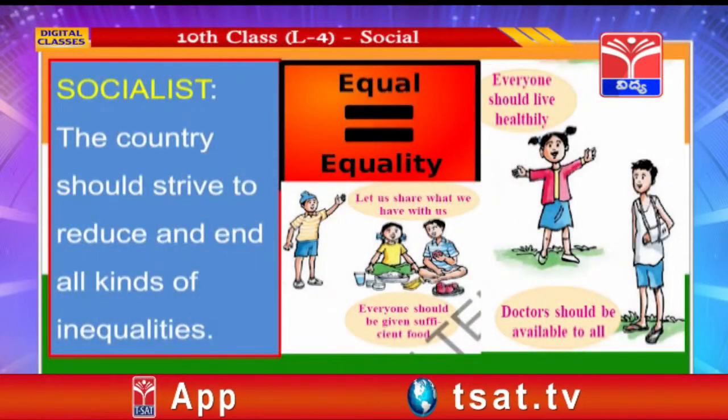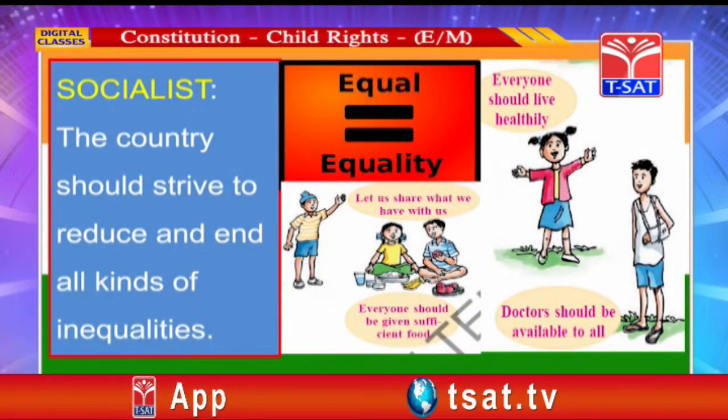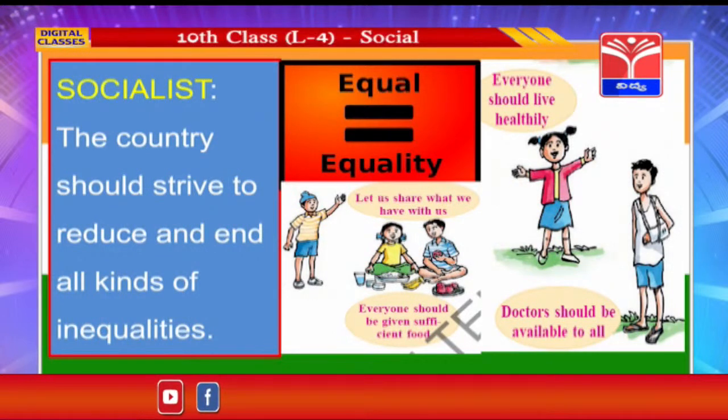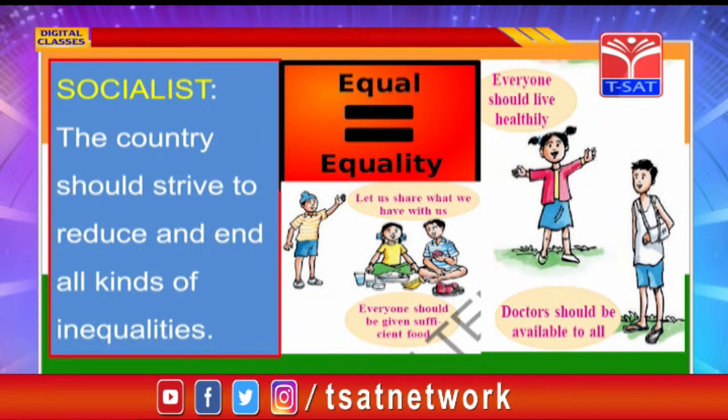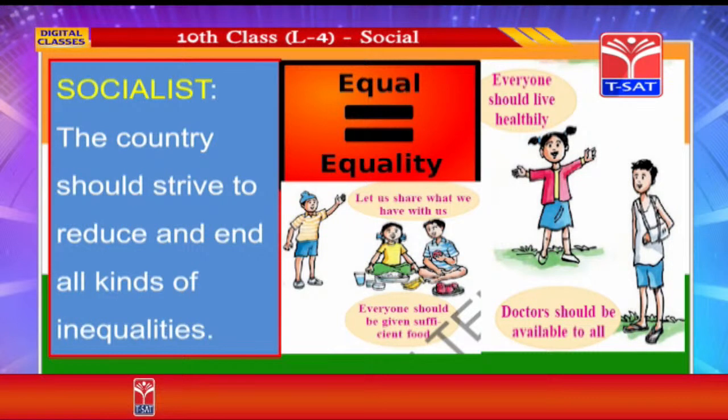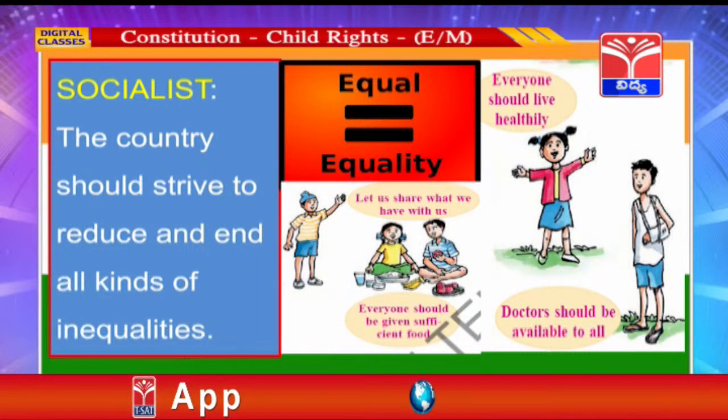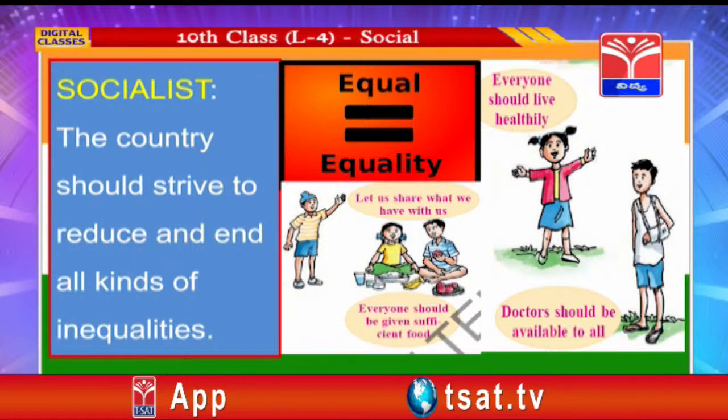Now let us talk about socialist. Socialist is nothing but equality. The country should strive to reduce and end all kinds of inequalities, whether it is economic inequality or social inequality, whatever the type of inequalities there are, that should end. It means priority has to be given to everyone.